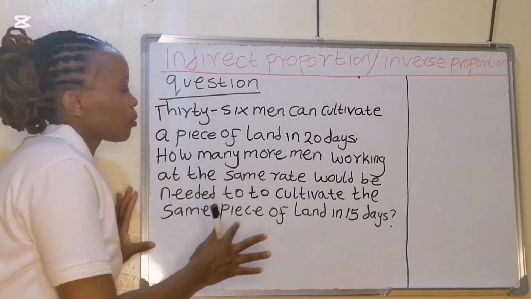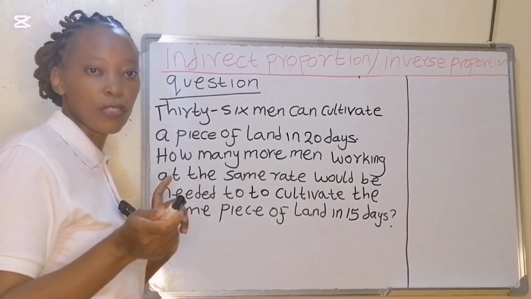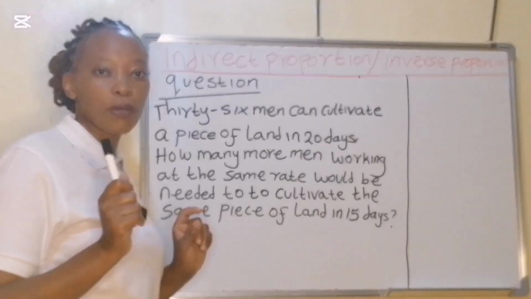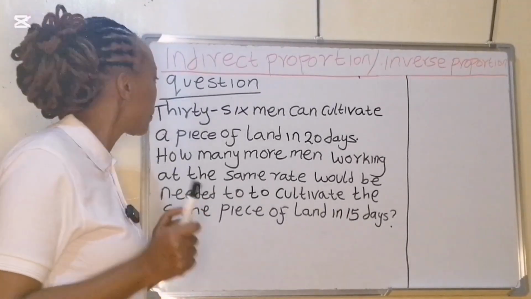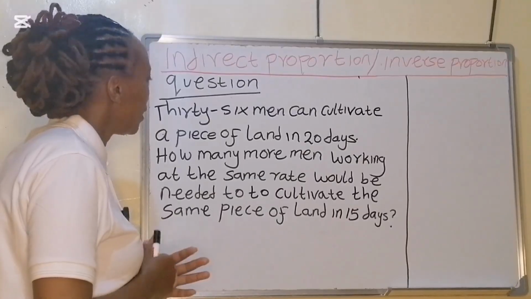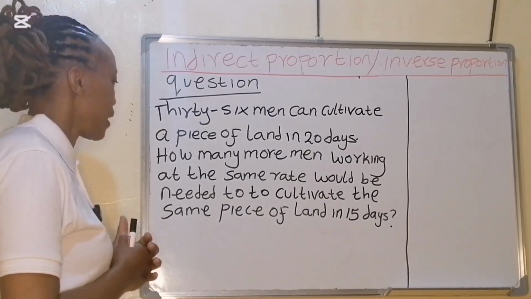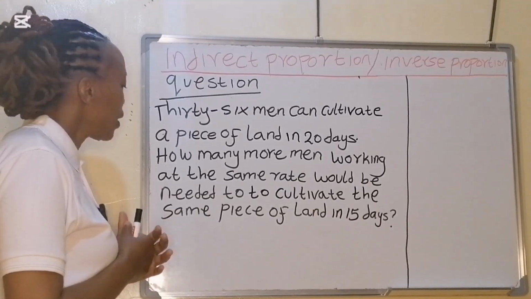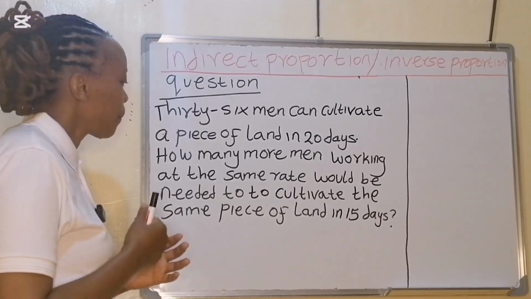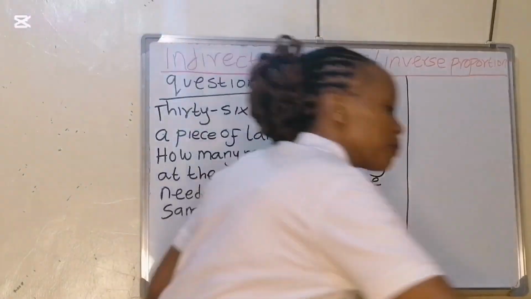So I will be doing this question. This is the second question. I have done the first question, so please listen to the video to get the first question. Let me read the question. Please let us read together. 36 men can cultivate a piece of land in 20 days. How many more men working at the same rate would be needed to cultivate the same piece of land in 15 days?